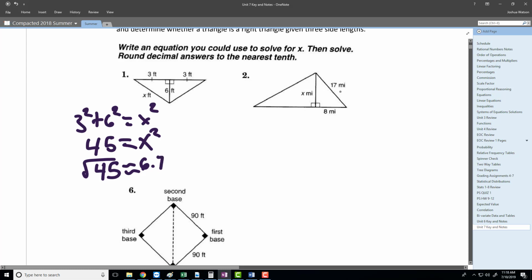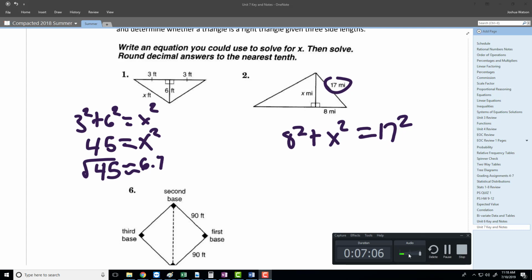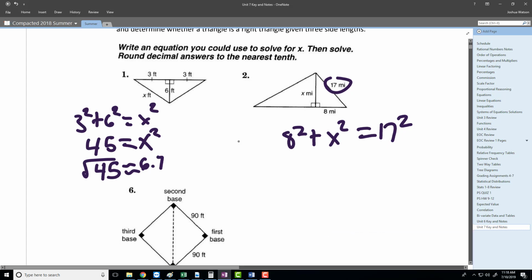We'll do the same thing for the Pythagorean theorem here, but notice that we have the hypotenuse and we don't have one of the legs. It is very important that you plug this in correctly. 8 squared plus x squared is equal to 17 squared. If you happen to know your 17 times table, you know that 17 times 17 is 289. 8 squared is 64, and then we have plus x squared is equal.